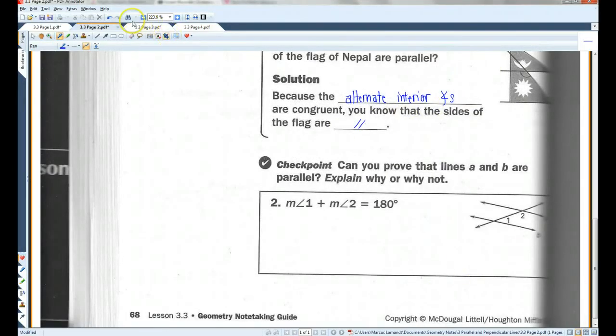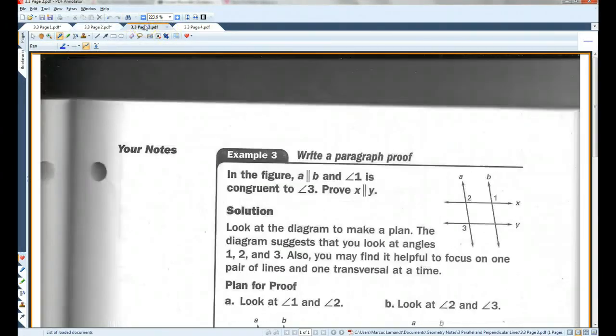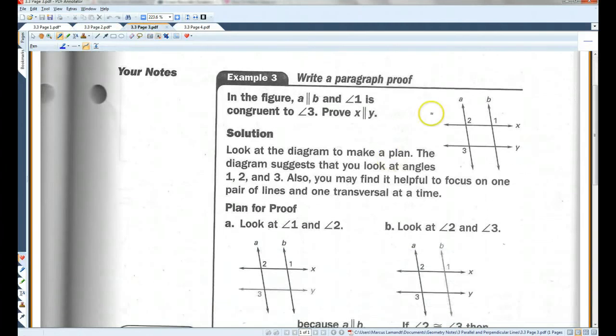Let's go on to page 3. In the figure, A is parallel to B, so I'm going to draw little arrows for that. And angle 1 is congruent to angle 3. Prove that x is parallel to y. Okay, so look at the diagram to make a plan. The diagram suggests that you look at angles 1, 2, and 3. Also, you may find it helpful to focus on one pair of lines and one transversal at a time.